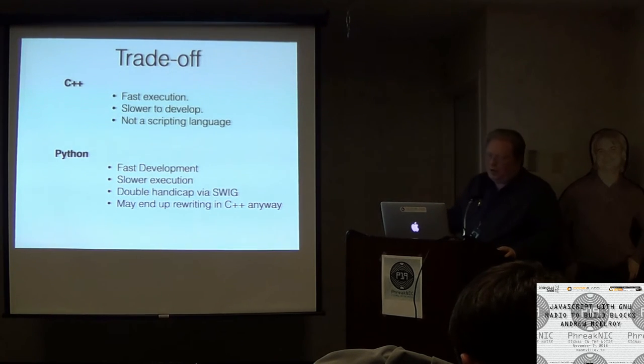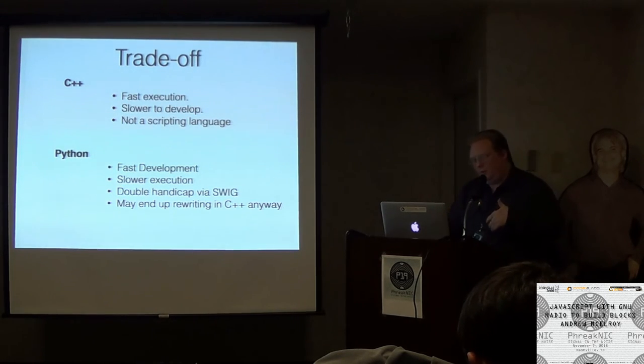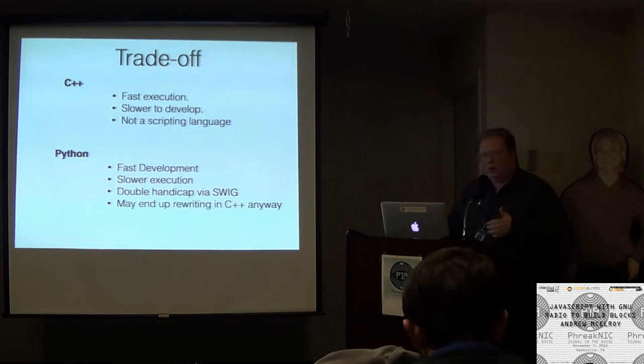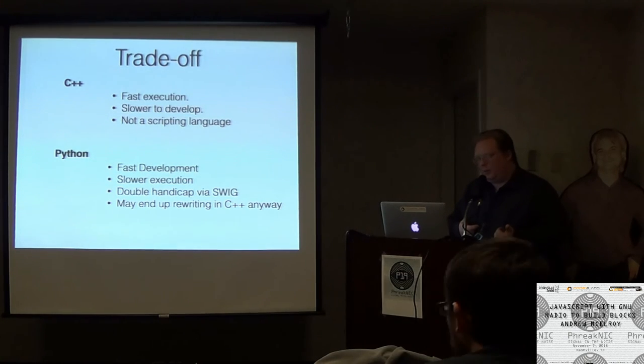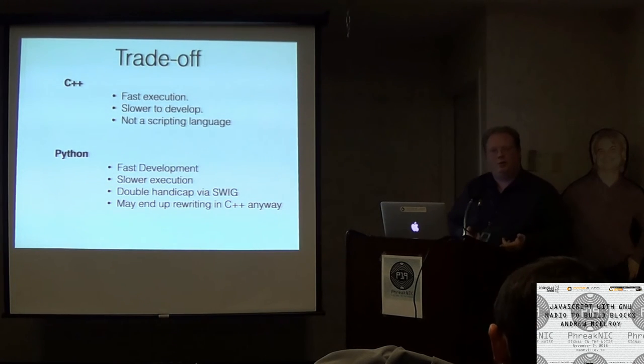One thing you have to hand Python is that it's fast. You can crank out blocks very, very quickly. It's a lot slower to execute. And so the way it's actually working is SWIG is essentially an API wrapper that's basically calling the C++ code from Python. And the thing is, you've built up this entire project in Python, and then when you are ready to go to production, you might have to end up rewriting large parts of it in C++ anyway. So you've now added double development time.